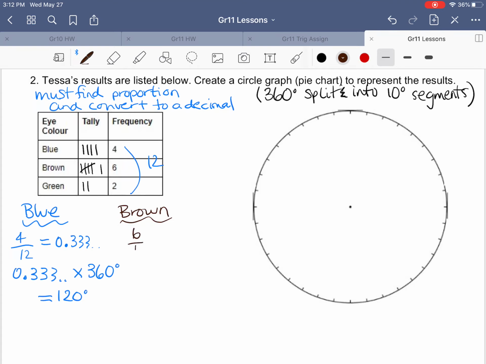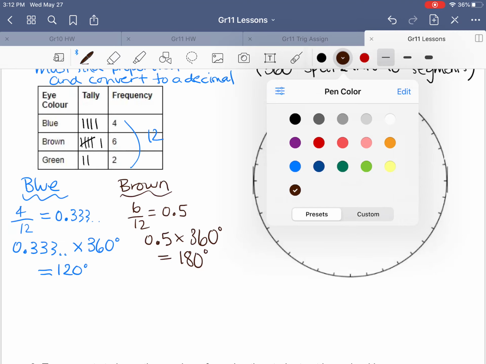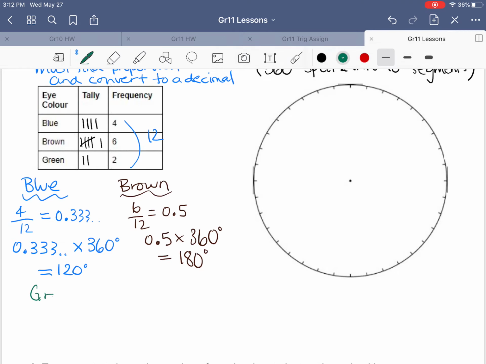So for brown eyes, that would be 6 out of 12, which is the same as 0.5. So we do 0.5 times 360 degrees, and that gives us 180 degrees.